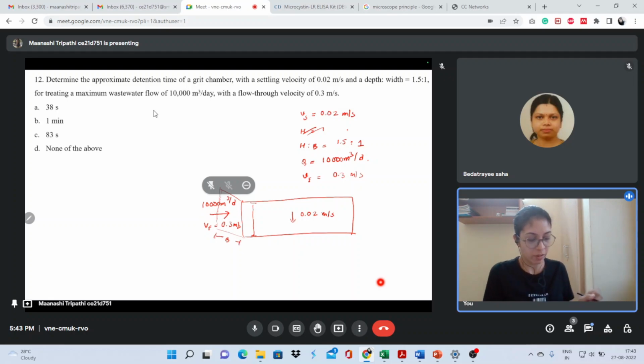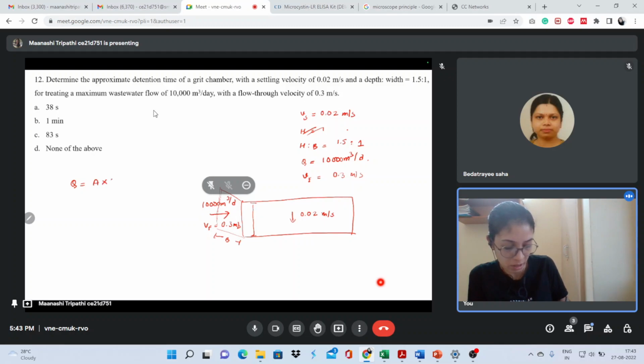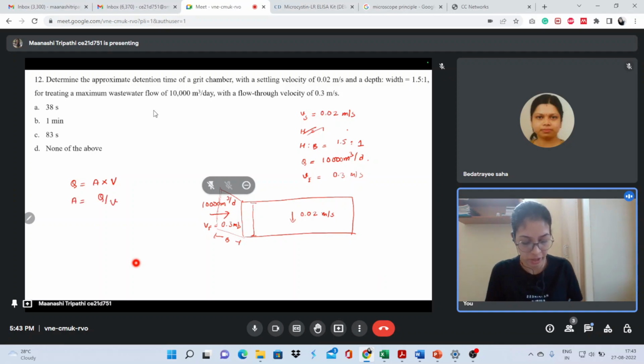So what will we do? As we know, Q is equal to area into velocity, so area is equal to Q upon velocity. This is very important. This is called the continuity equation. We should remember, this is true in every case. So we will find this area: Q divided by velocity, 10,000 divided by 0.3.